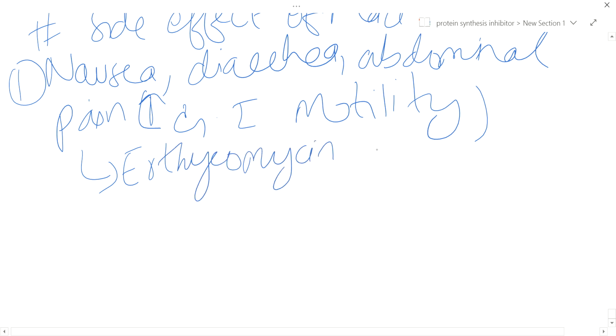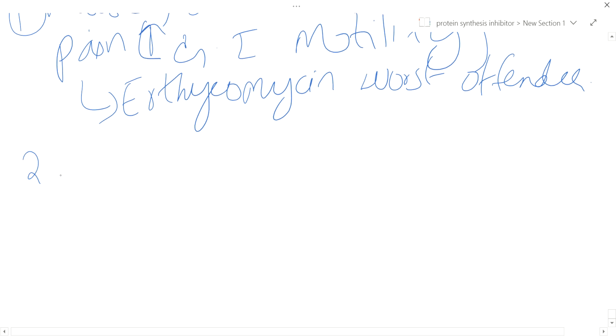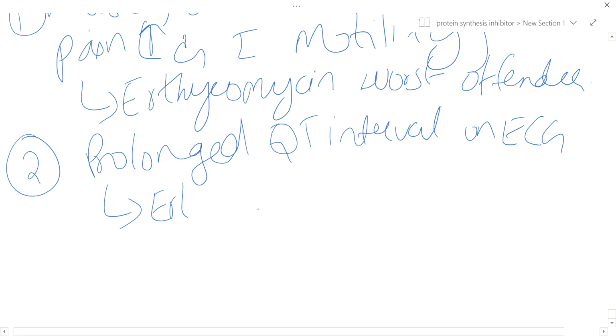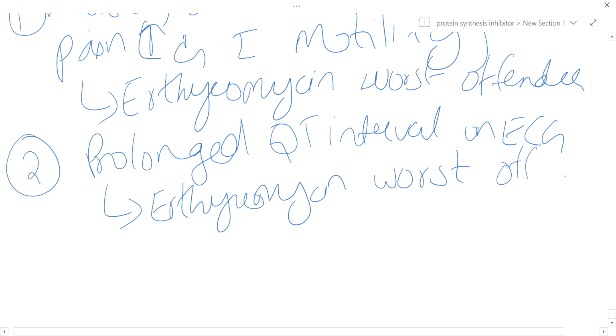People taking erythromycin have more side effects than with other macrolides. And the second side effect is that it causes prolonged QT interval on ECG. Among all macrolides, erythromycin is also the worst offender in causing prolonged QT interval on ECG.